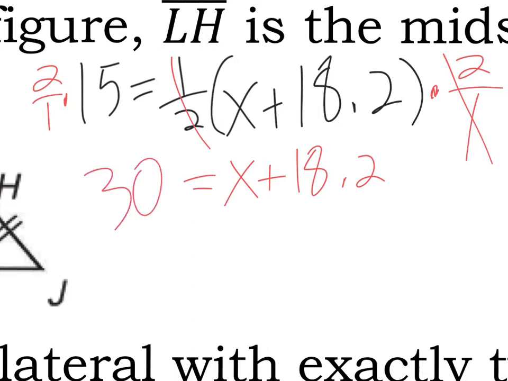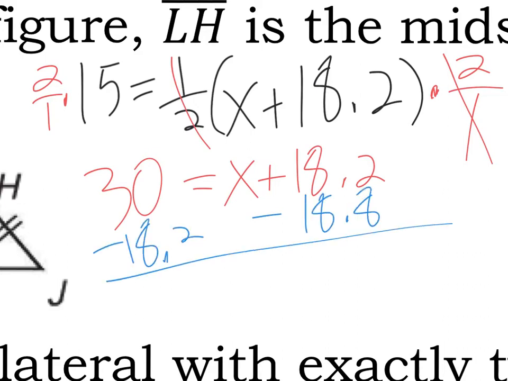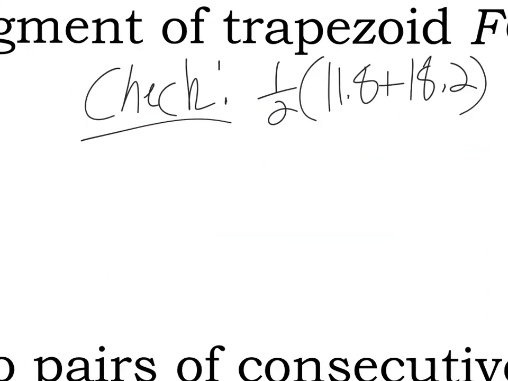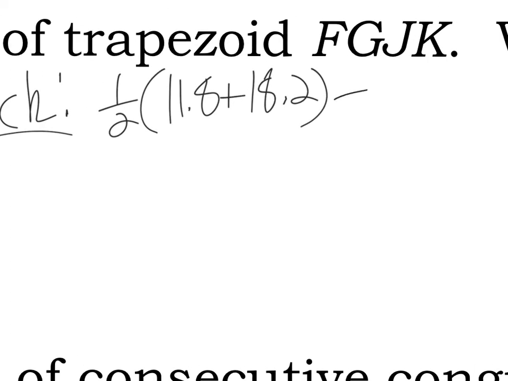And so now this is just a one-step problem. Minus 18.2 to the other side, and then the answer is just a difference. So that's going to be x equals 11.8. Then you could always check your work by plugging it back in if you wanted to. Do 1/2 times 11.8 plus 18.2. 11.8 plus 18.2 is 30. 1/2 of 30 equals 15. So yes, this does equal 15. And so that's how you know you did it correctly.